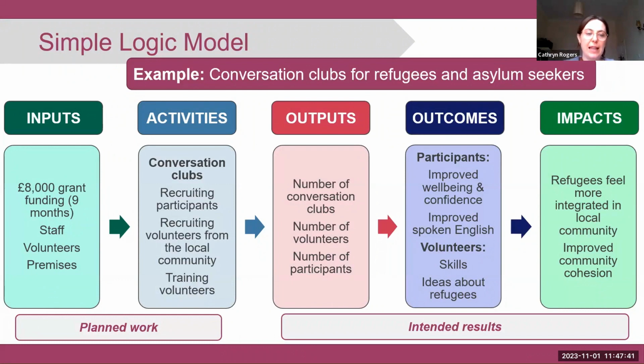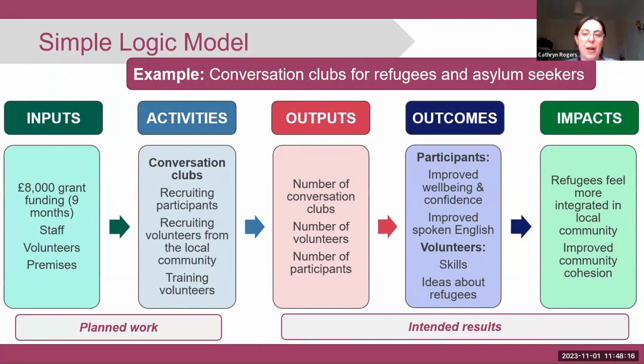So to do this, they applied for grant funding, secured that grant funding, and this is part of their inputs. They've also already got the volunteers and the staff that they work with and the premises that they use. Then their activities are obviously going to be the conversation clubs themselves, but we know, again, that there's lots of other different activities that underpin that. So to make this happen, we need to recruit volunteers from the local community. We need to actually reach out to the refugee community, make them aware of what's going on, get them involved. Maybe we have contacting partners, maybe we've got posters, all of those kind of things.